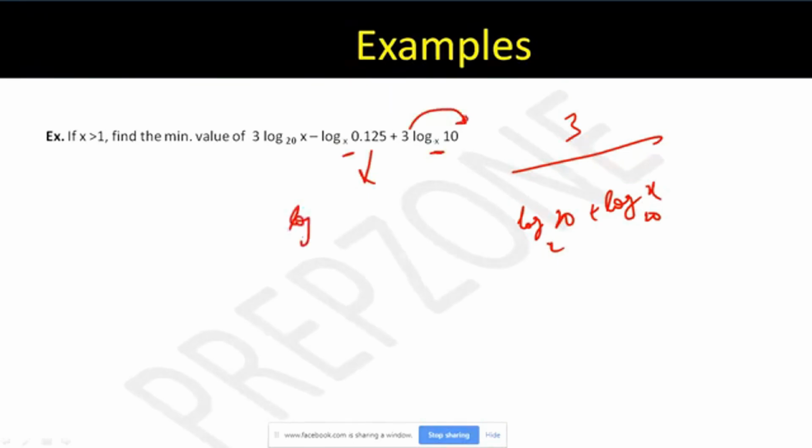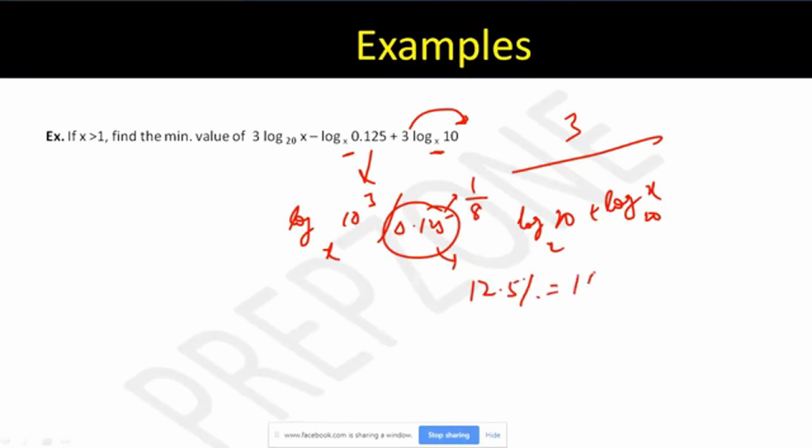So this will become log 10 cube by 0.125 to the base a. I've already learned what 0.125 is: 1 by 8. 0.125 is essentially 12.5%, which is 1 by 8. We have already talked about this. So in the base, 1 by 8 came. So this is finally log 10 cube into 8 by x. I already know 8 is 2 cubed.